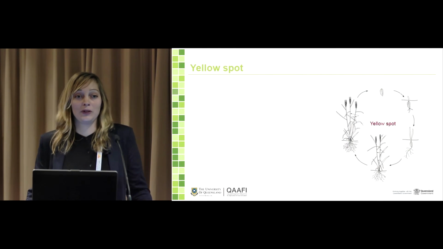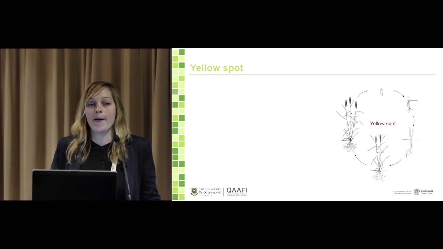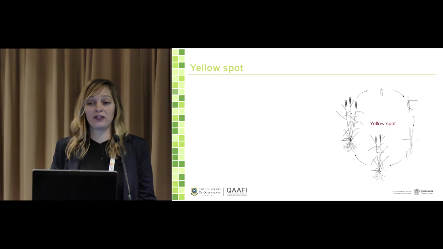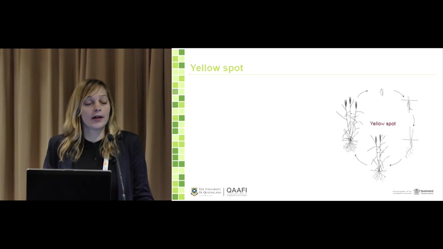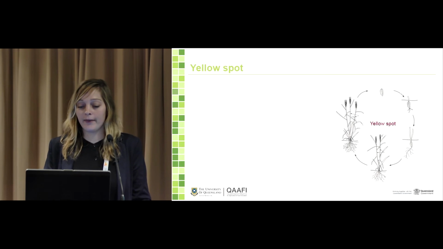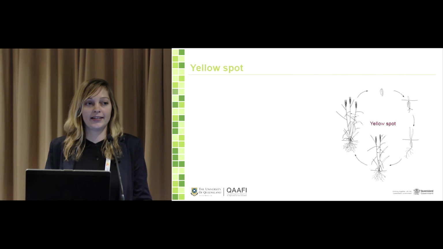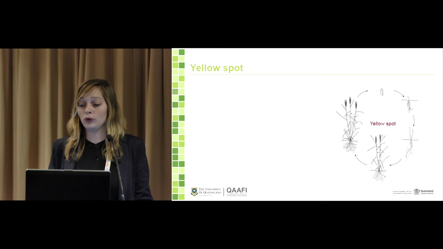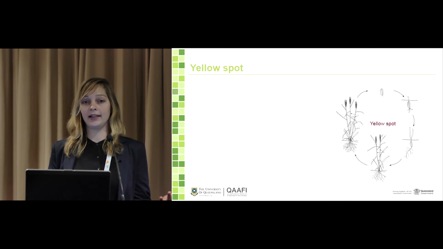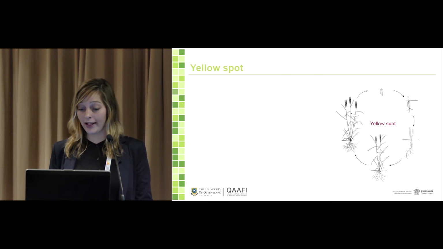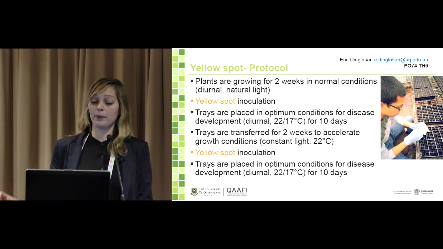Yellow spot. So we also developed a protocol for yellow spot. I guess we were inspired by the rust, that we could screen for 3 types of rust, and we thought about yellow spot. There are 2 different types of resistance: seedling and adult plant resistance. And the idea was, are we able to screen for both seedling and adult plant resistance at the same time? So that's the protocol that we developed.